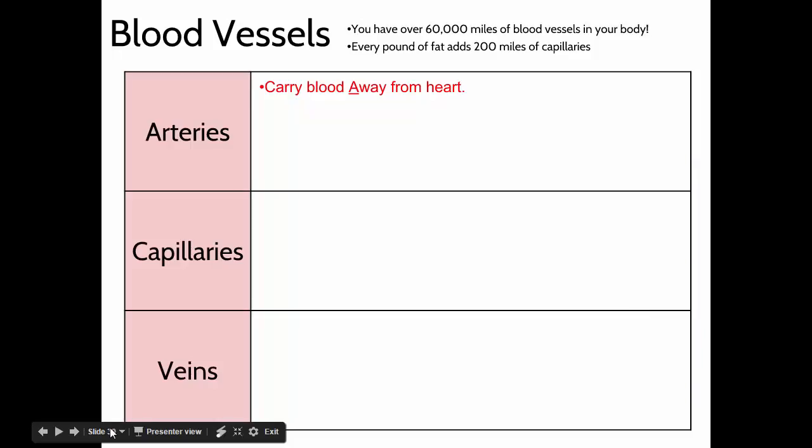Can I get my food for guessing it? No. All right, let's talk a little bit about these blood vessels, then we'll be done for today.